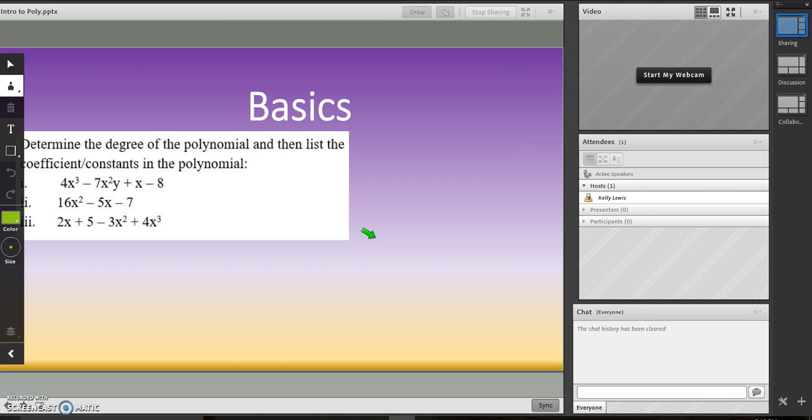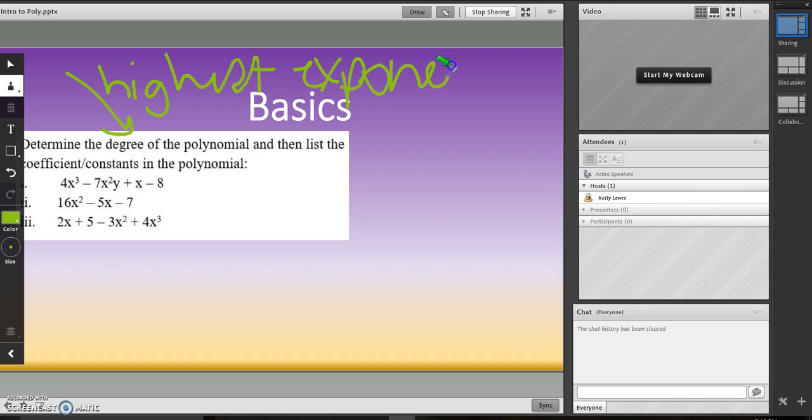All right, the degree. The degree of the polynomial is the highest exponent. So here we have a 3. But look right here, this x and that y: the x has a squared and the y has a 1. So that's also a 3, because 2 plus 1 is a 3, so this is still a 3 for that degree.